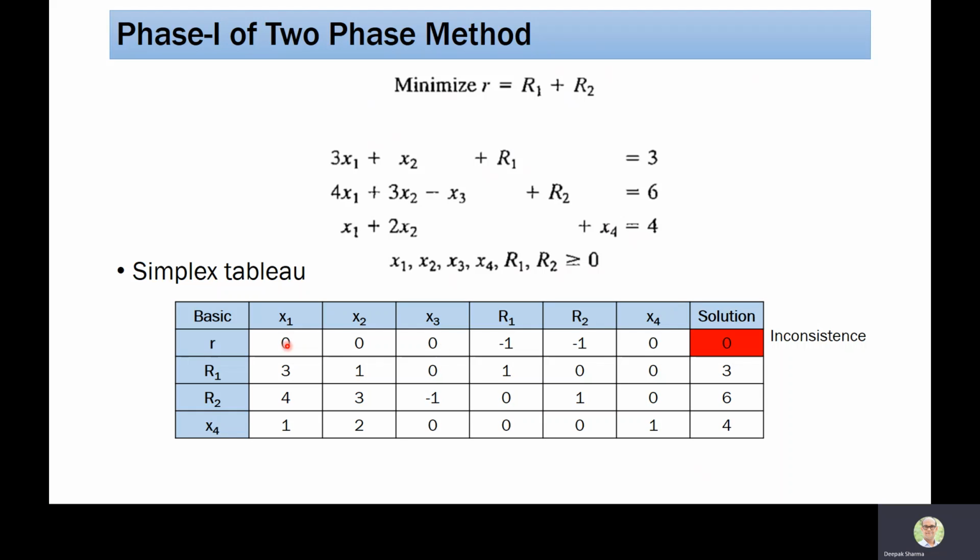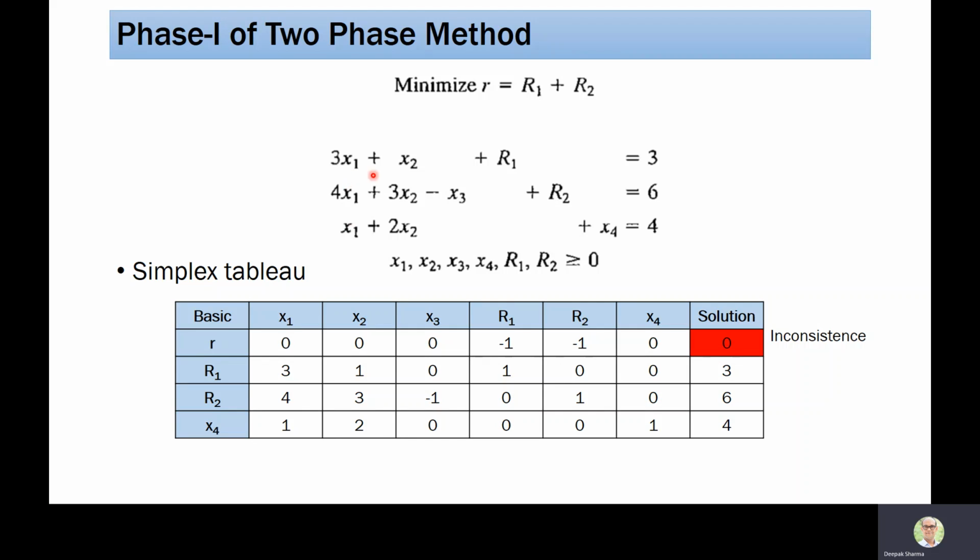Look at the coefficient of R. Now in phase one, since we are minimizing this, there is no coefficient for X1, X2, X3. Coefficient of R1 is -1. Why -1? You remember that we take this R1 and R2 to the left hand side so that the right hand side is equal to 0. So here my R1 is -1, R2 is -1, coefficient of X4 is 0, and the solution is 0. These are the same coefficients as we discussed in the previous example when solving the same problem using the M method.